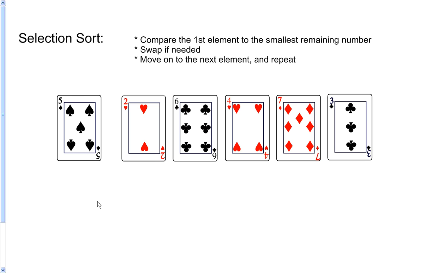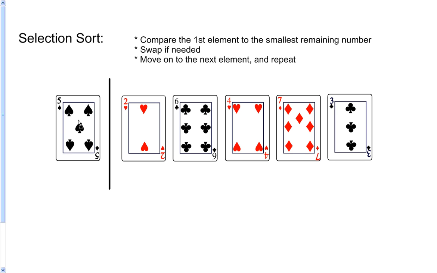Now the selection sort, you can think of this as selecting the smallest number and then swapping if needed. So I'm going to add a line here, a dividing line in a sense, because we're going to start with the first element in the array, the 5, and my cards just act like an array of 6 numbers.